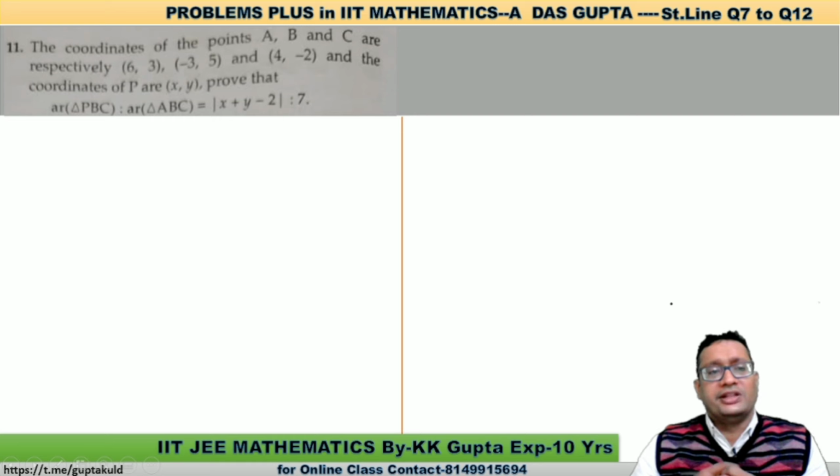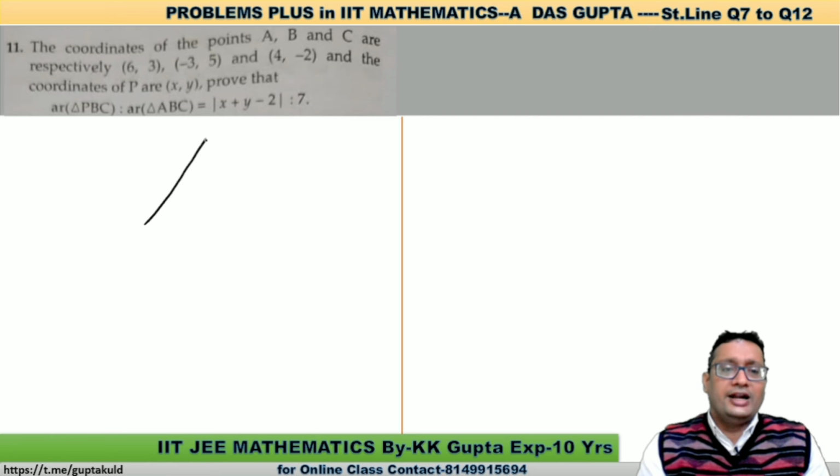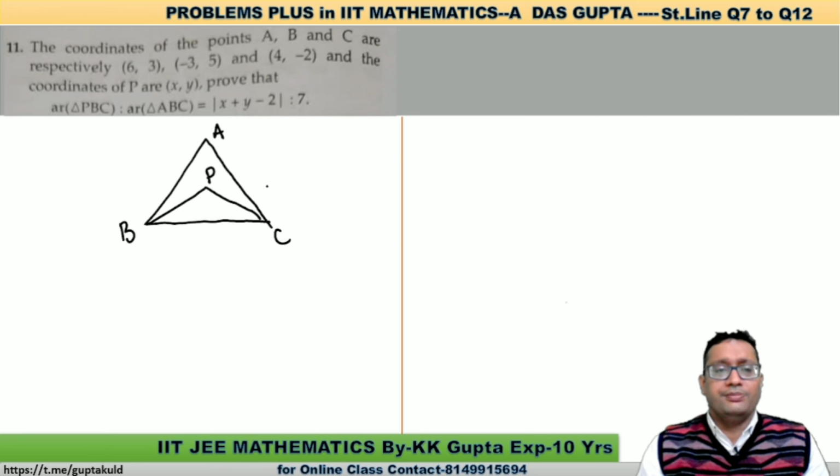Let's go for question number 11. The coordinates of the points A, B and C are respectively (6, 3), (-3, 5) and (4, -2), and the coordinate of P is (x, y). To prove that the area of triangle PBC to the area of triangle ABC is equal to mod of x plus y minus 2 over 7. So let me write all the coordinates: A (6, 3), B as (-3, 5) and C (4, -2) and P as (x, y).